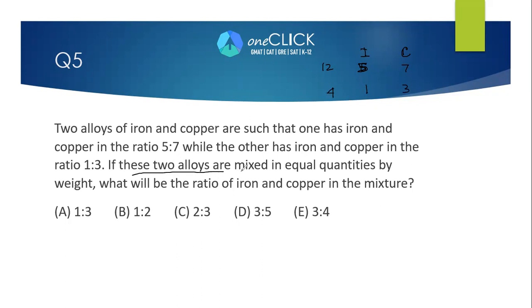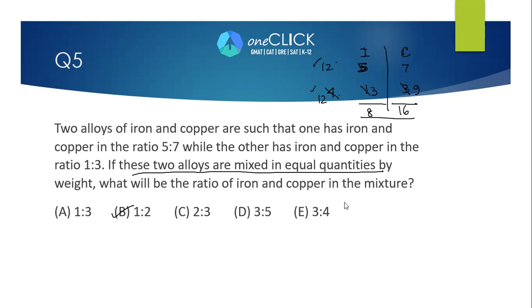And they are saying that you mix them in equal quantities. So that means the number of parts in both cases should have been equal. But right now, as you can see, it's 12 parts. This is 4 parts. So you have to make that 12 parts. So 3 times, 3 times, and 3 times. So the total iron now becomes 8 and total copper is 16. The ratio is 1:2.